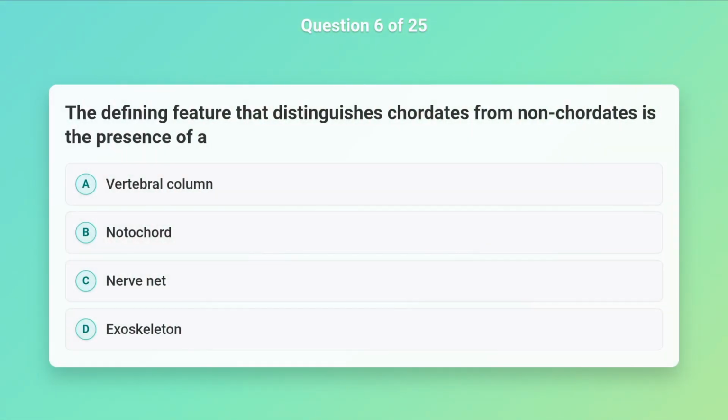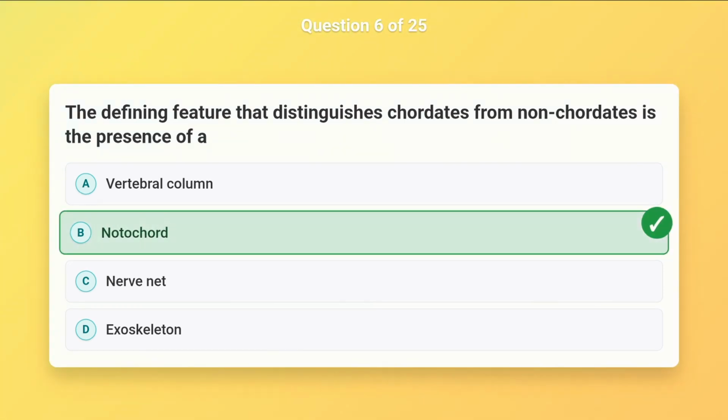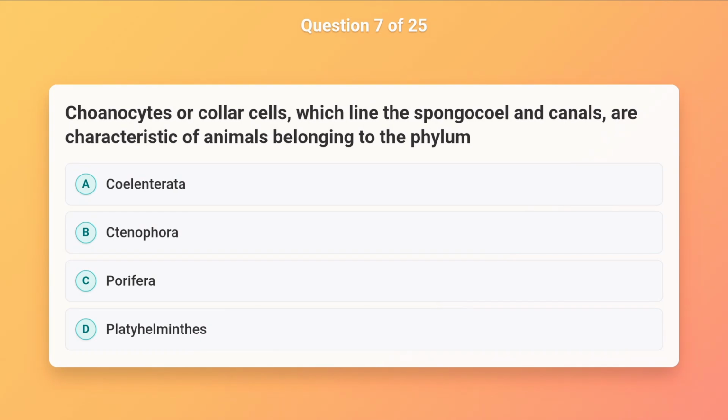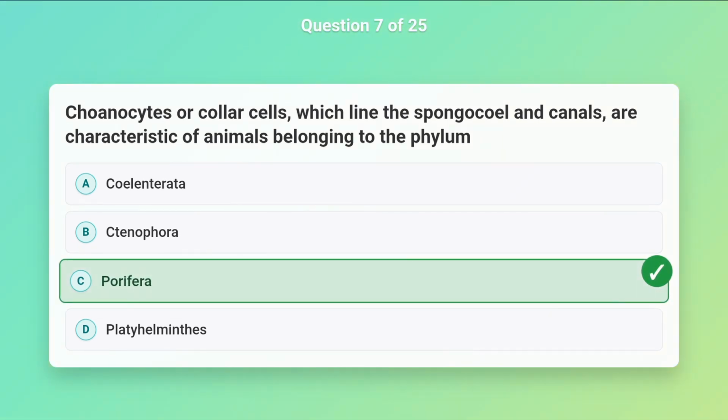The defining feature that distinguishes chordates from non-chordates is the presence of a notochord. Choanocytes or collar cells, which line the spongocoel canals, are characteristic of animals belonging to the phylum Porifera.